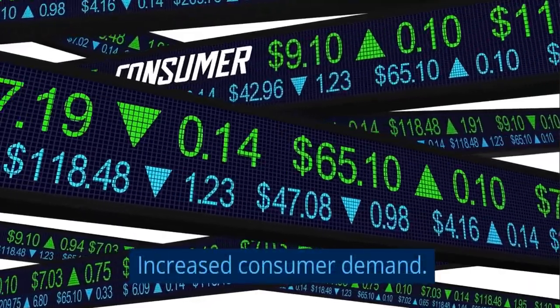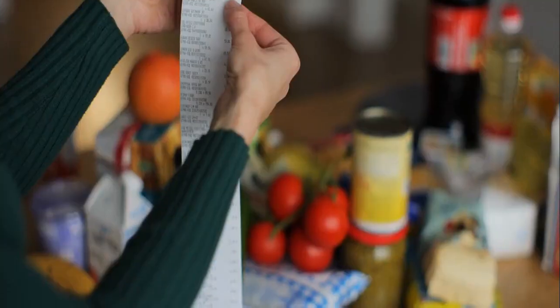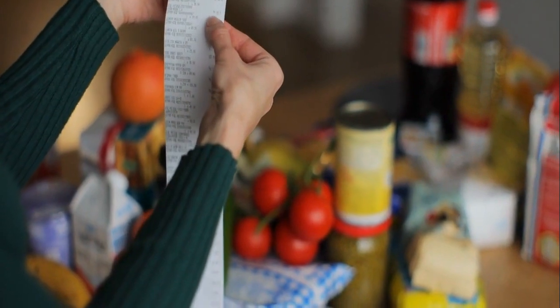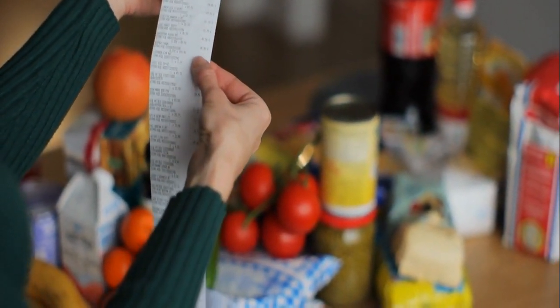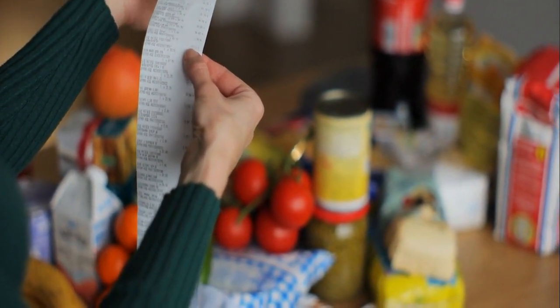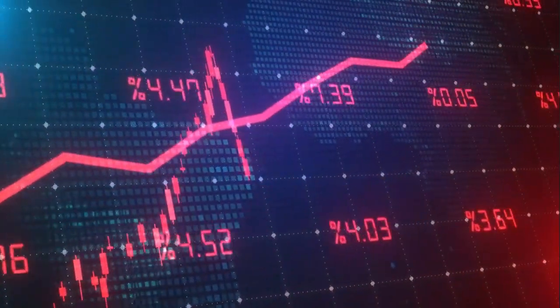Increased consumer demand. Consumer demand has been rising in recent months, as people have started to spend more money as the economy has recovered from the pandemic. This has also contributed to inflation.